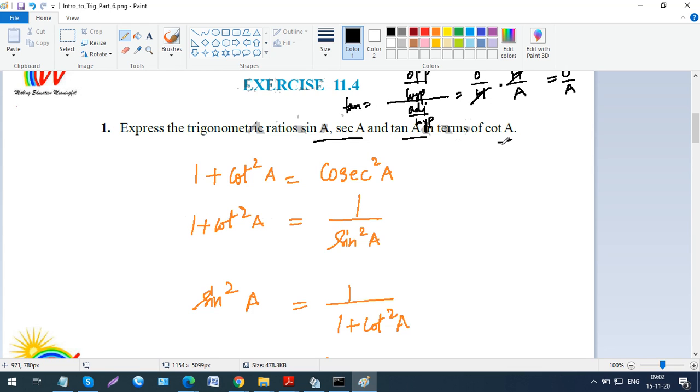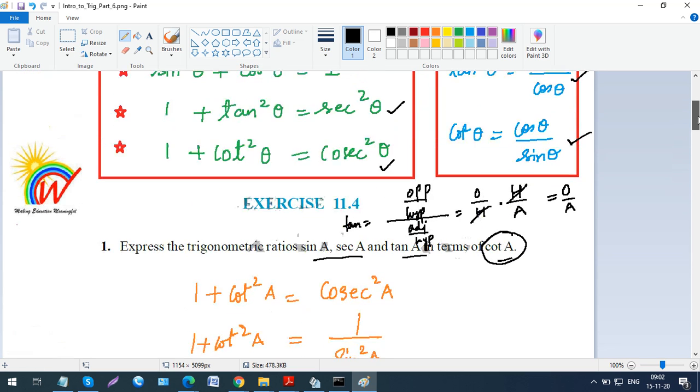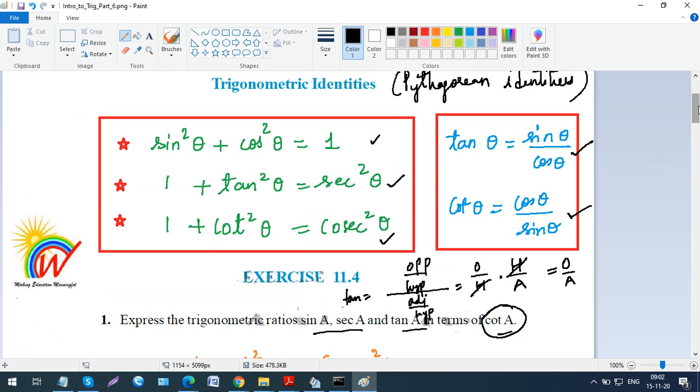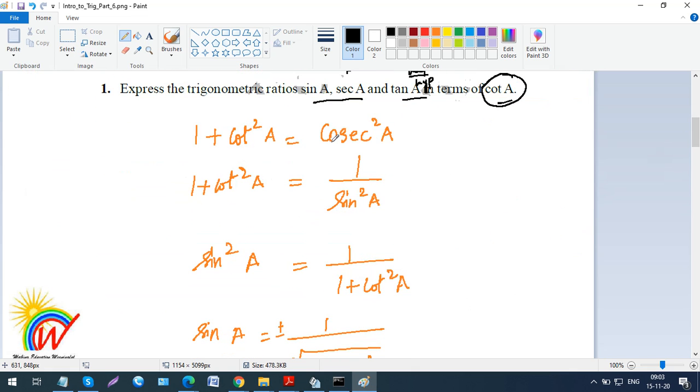Since they are asking you to write it in terms of cot A, we will use the trigonometric identity which involves cot. That is the third identity. So 1 plus cot square A is equal to cosecant square A. You know that cosecant is actually 1 by sine, so it becomes 1 by sine square A. Now I want sine, I don't want 1 by sine. So I reciprocate everything, and sine square A can be written as 1 by 1 plus cot square A.